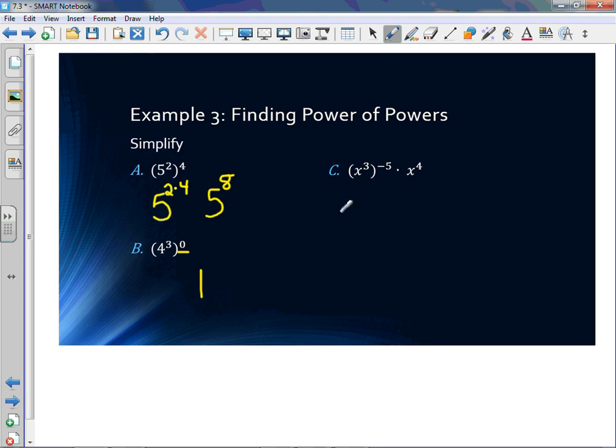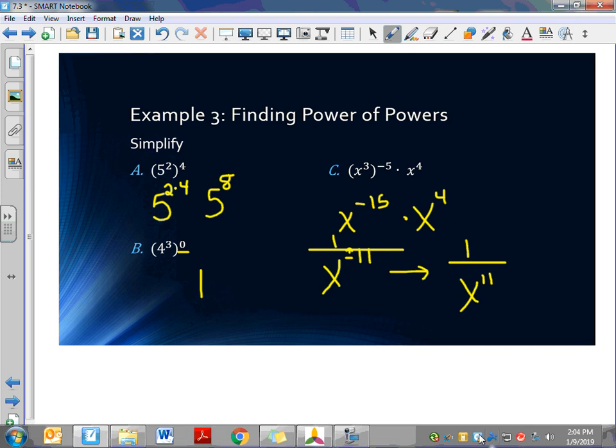Here we're combining both powers and multiplication. So here we're going to end up multiplying these. We have x, 3 times negative 5 is negative 15, times x to the 4th. Because the bases are multiplied, I'm going to add the exponents. So I have x to the negative 11th. If you thought we were done, you forgot our rule from 7-1. You can't have any negative exponents. So this negative sign is going to bring it down, or you can consider that it goes up and becomes the division line. So the answer is 1 over x to the 11th power.